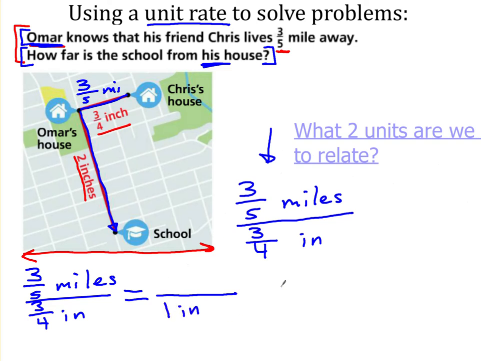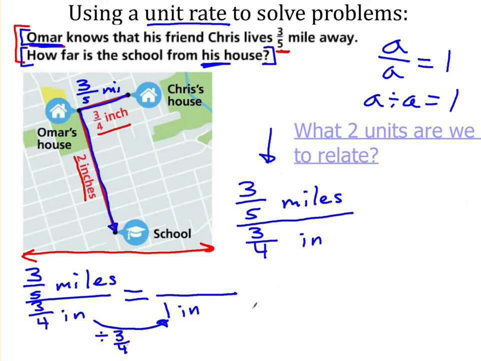So to do that, I need to find the miles here. So I can look at this and say, what do I need to divide 3/4 by to get to 1 inch? I could multiply by a reciprocal, but I could also say any number divided by itself is equal to 1. So for instance, if I have a divided by a, that's equal to 1. So what I'm going to do here is say 3/4 divided by 3/4 is equal to 1. We could check that in our calculator if we want, but that's a mathematical property we know to be true. So do the same on the top.